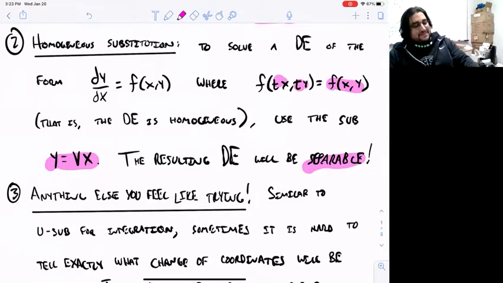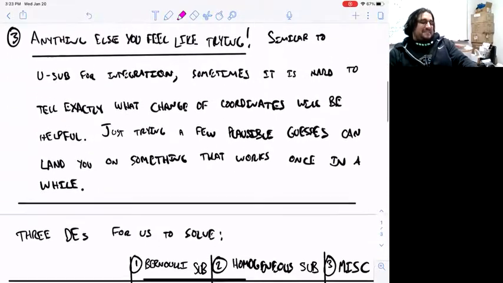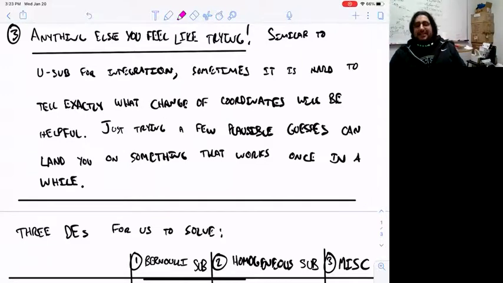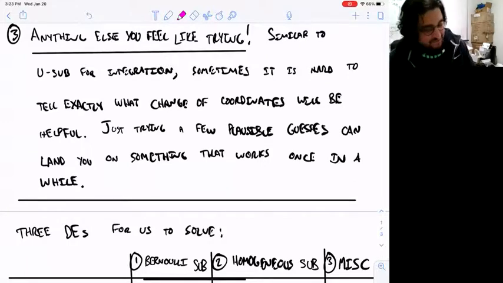Three, anything else you feel like trying? So substitutions, you can do whatever you want. It's a change of coordinates. Make v equal whatever function of x and y you think might help. It's a lot like u-sub, right? When you do u-sub for integrals, a lot of times there isn't a guarantee that a particular choice of u will work. Just try one and you say, oh, hey, I did it. Or, oh, I got stuck. Let me try something else, right? So the same thing with differential equations. You can do anything else, right?